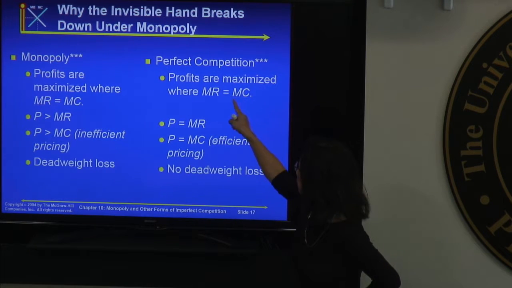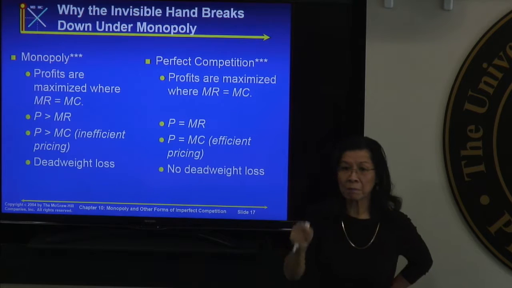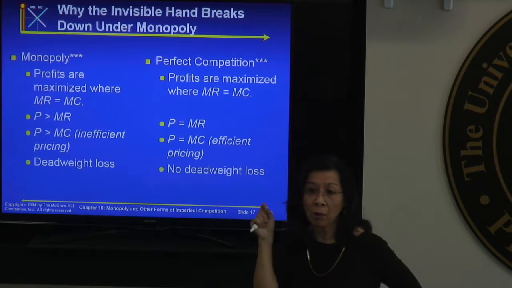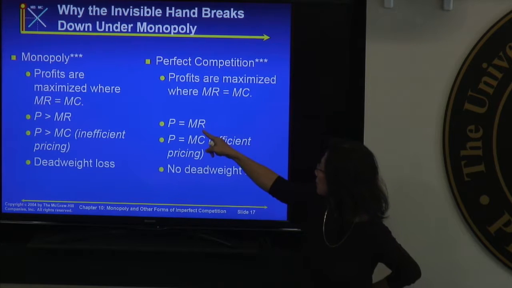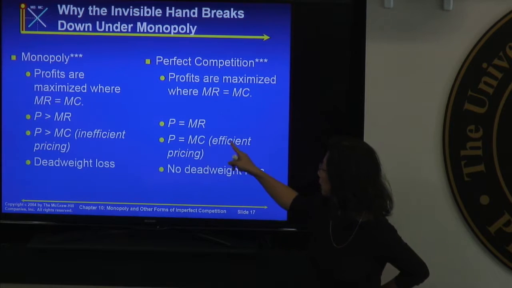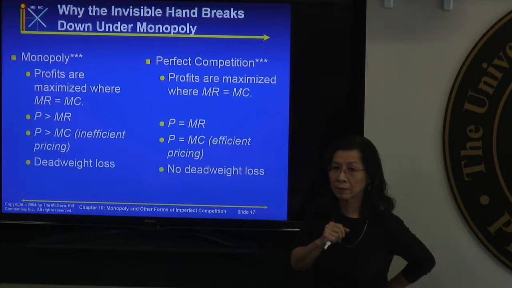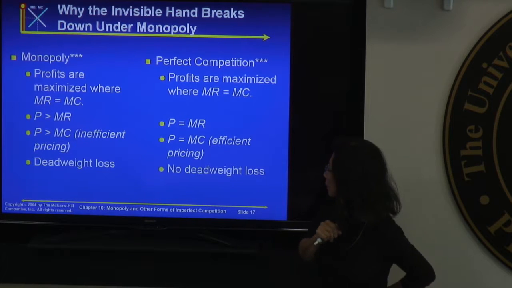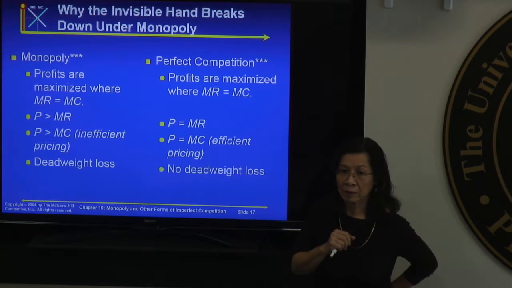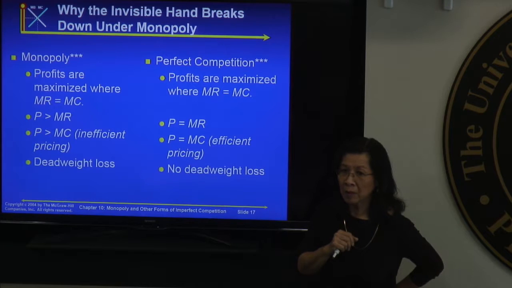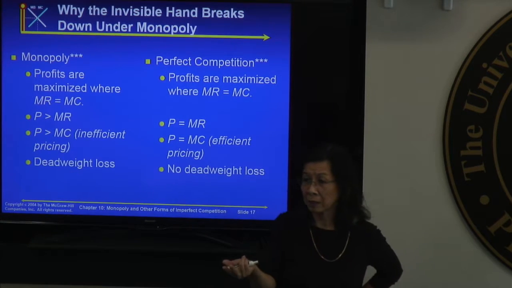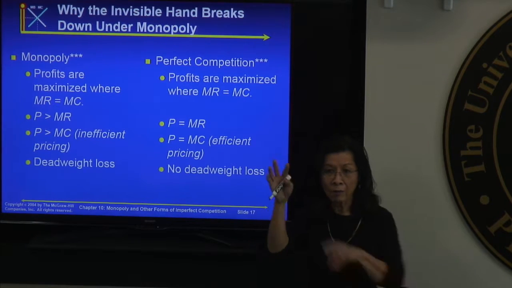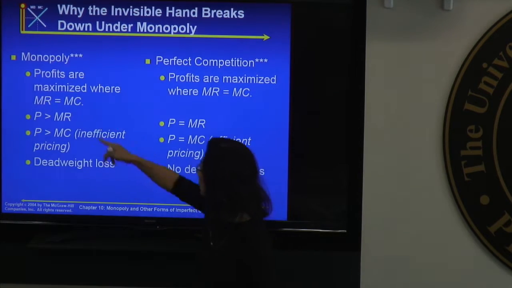Because MC equals MR is the profit maximizing criterion at all times for all market structures, you could substitute that with MR, so P equals MC is your efficient pricing. So there's no dead weight loss there. Why is that? Because for efficient pricing, you maximize your total economic surplus. You're not able to carve out that little bad triangle.